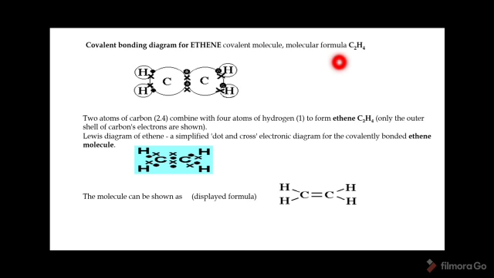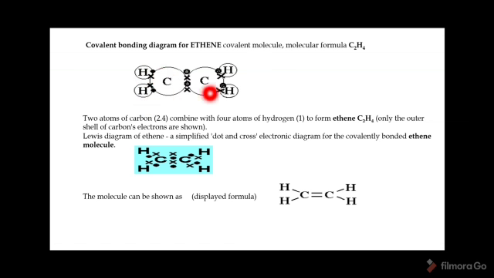This is about the formation of C2H4, ethene. Carbon shares 1 electron with each of 2 hydrogens, and shares 2 electrons with the other carbon atom. So here 4 electrons are shared, making a double covalent bond. The electrons shared between carbon and hydrogen form a single covalent bond. A double covalent bond is formed between carbon and the other carbon, and a single covalent bond is formed between carbon and hydrogen.